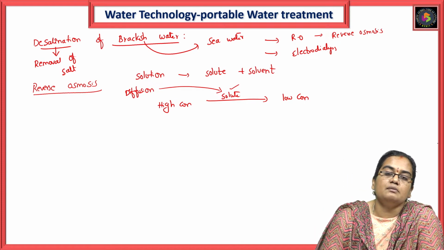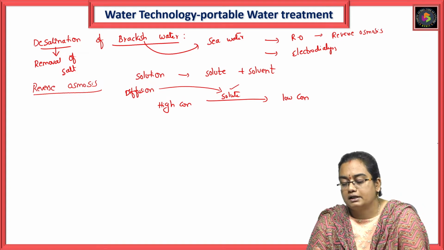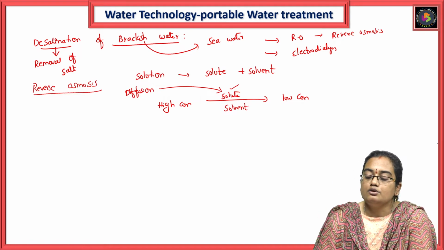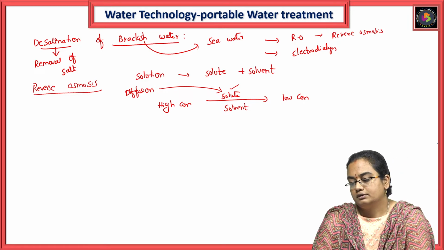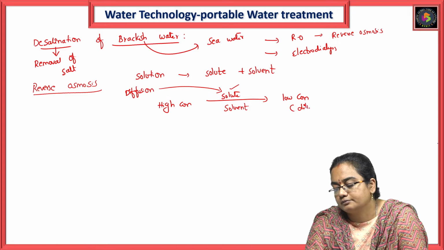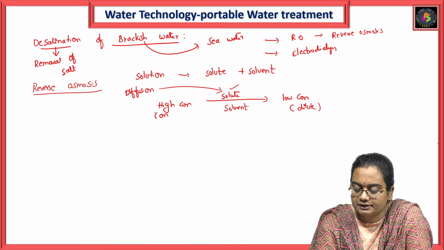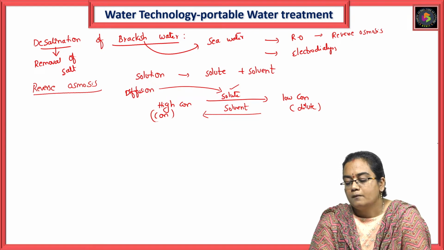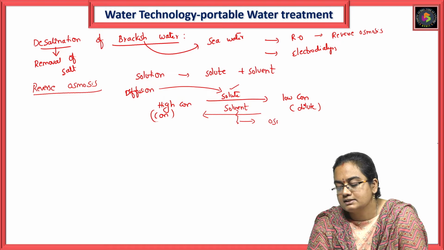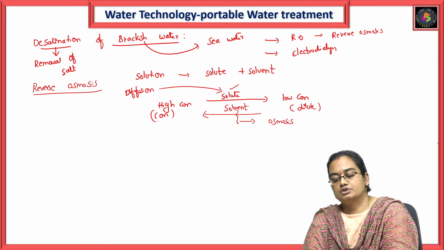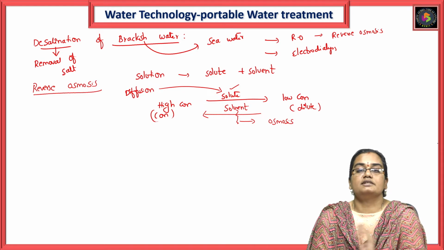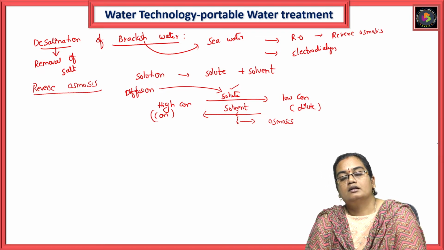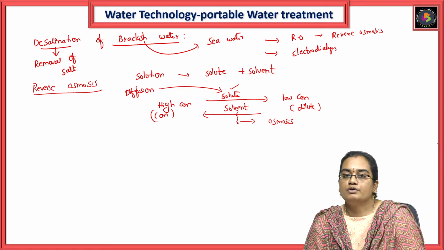Next, osmosis. What do you mean by osmosis? Movement of solvent particles from dilute solution to concentrated solution through a semi-permeable membrane is known as osmosis. Low concentration means dilute, and high concentration means concentrated. Suppose the process takes place reversely, that means the solvent particles are migrating from concentrated to dilute side, then it is known as reverse osmosis. That topic we are going to discuss now.